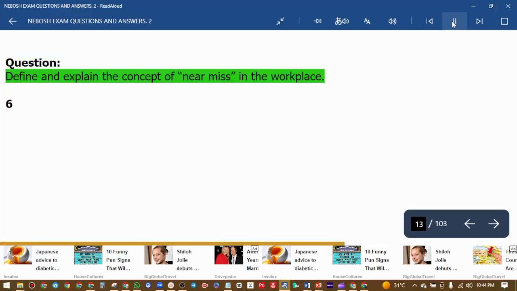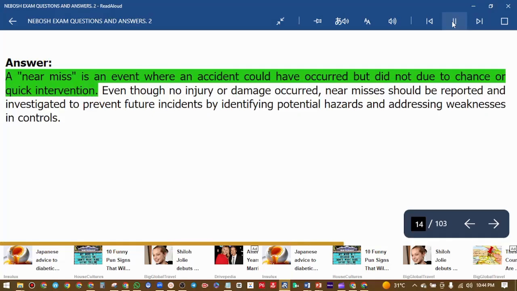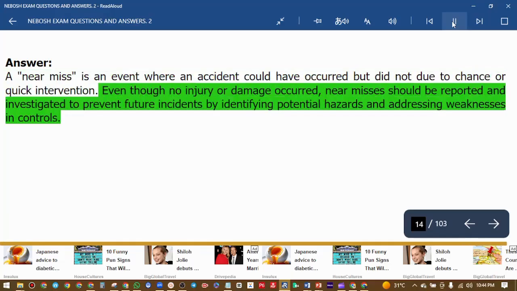Question 6. Define and explain the concept of near miss in the workplace. Answer. A near miss is an event where an accident could have occurred but did not due to chance or quick intervention. Even though no injury or damage occurred, near misses should be reported and investigated to prevent future incidents by identifying potential hazards and addressing weaknesses in controls.